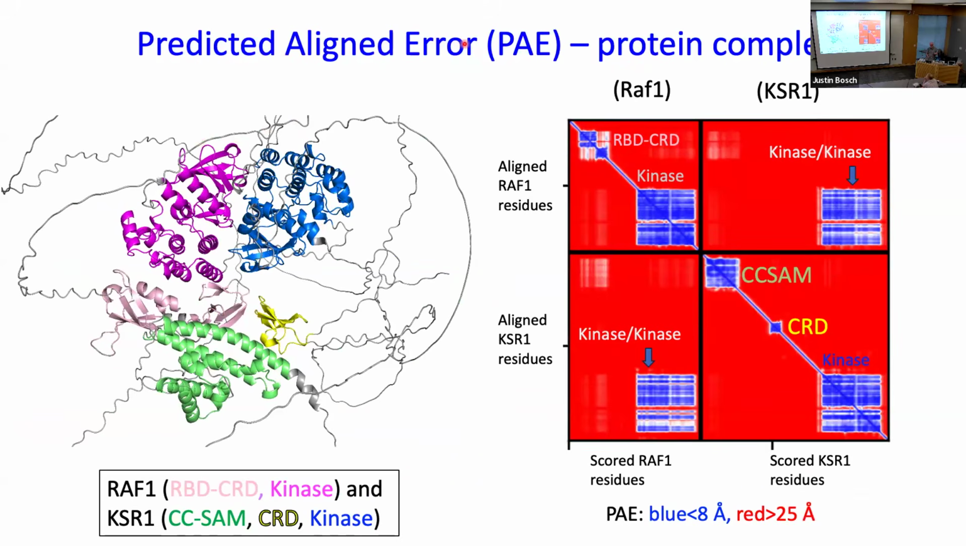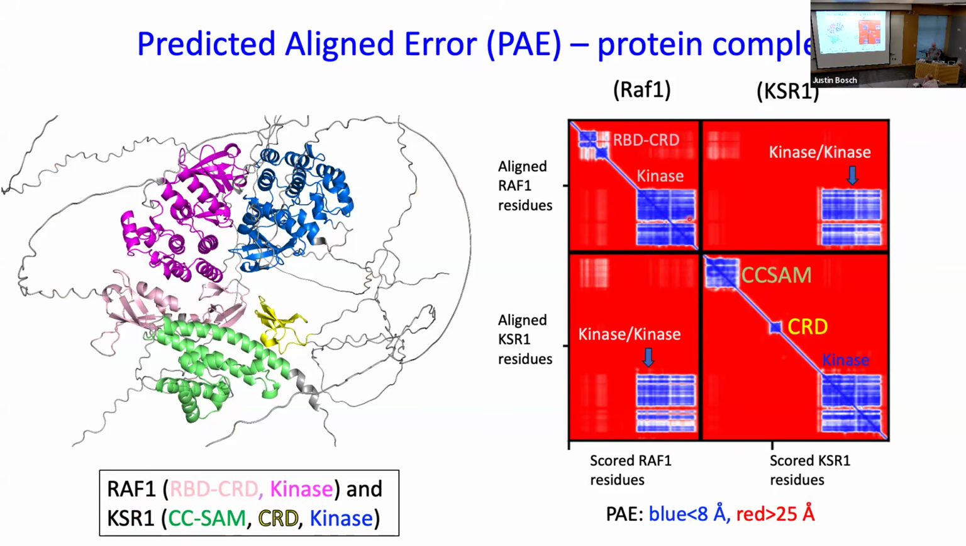You can get the PAE for protein complexes. This is a complex of the protein RAF1 and KSR1. RAF1 has a RAS binding domain, a cysteine-rich domain, and a kinase domain. That's this magenta and pink here. KSR1 has a coiled-coil SAM domain in green, another cysteine-rich domain in yellow, and the kinase domain in blue. And there's lots of disorder in both proteins.